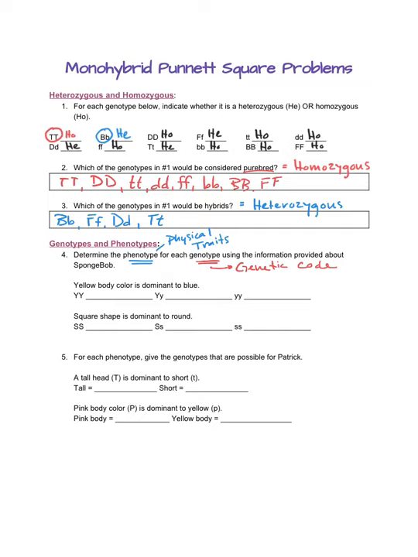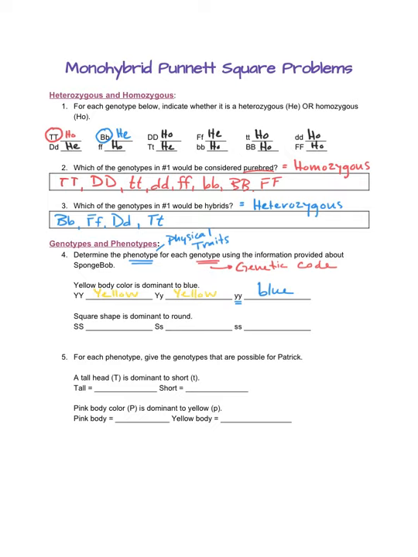So the first example says that yellow body color is dominant to blue, and it gives us the letter capital Y for yellow, the dominant color, and lowercase y for blue. So if something has the genotype capital Y, it's going to be yellow. If it has the genotype capital Y, small y, it's also going to be yellow. But if you have two small y's like we have here, that will give us a blue phenotype, because if you have two copies of a recessive allele, you show the recessive trait.